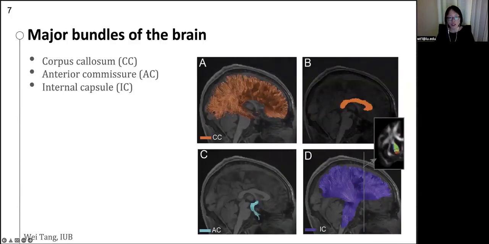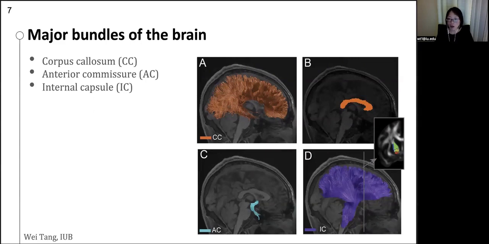Now, let's start with the major bundle that connects across hemispheres, the corpus callosum. The corpus callosum is perhaps the best understood white matter structure. Panel A is an illustration of corpus callosum fibers generated from diffusion tractography as streamlines. These streamlines connect the left and right cerebral cortex.